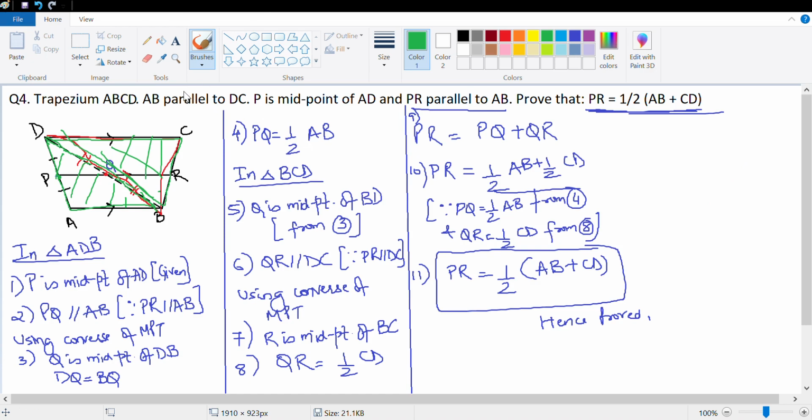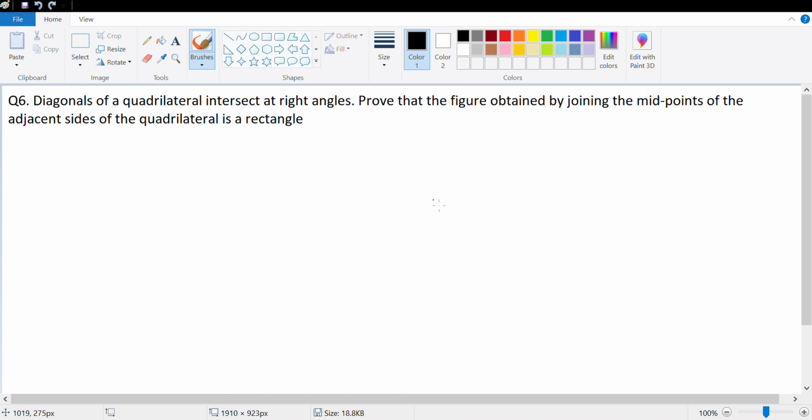The next question that we solve would be question number 6. So question number 6 says the diagonals of a quadrilateral intersect at right angles.